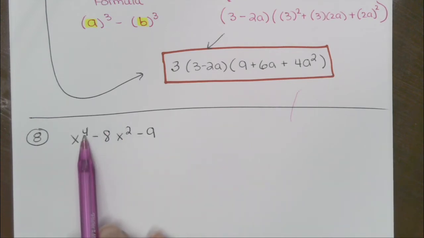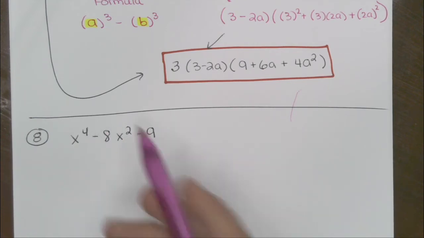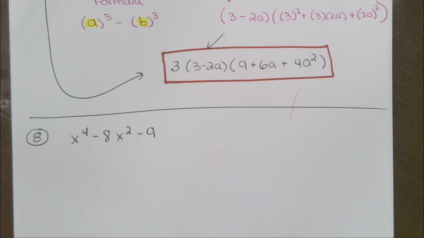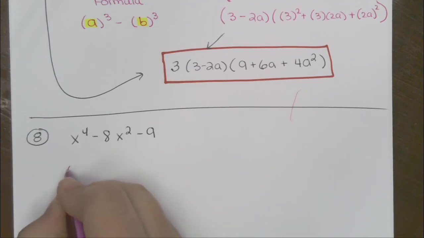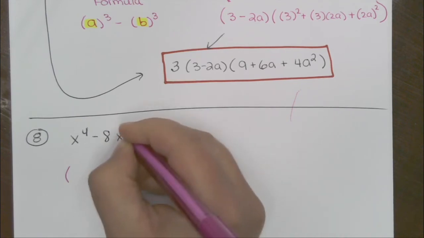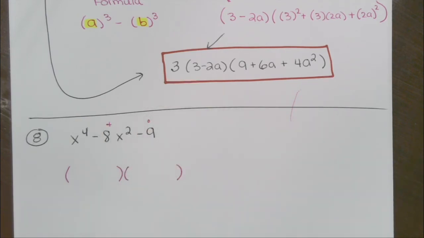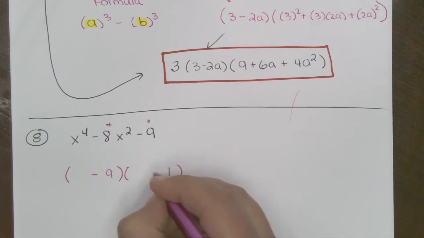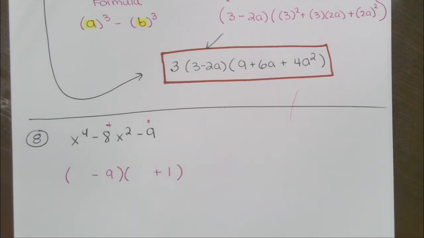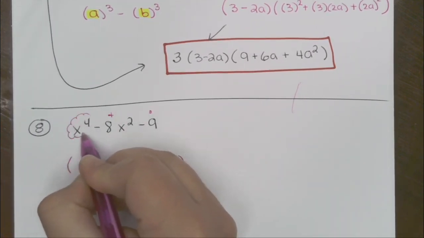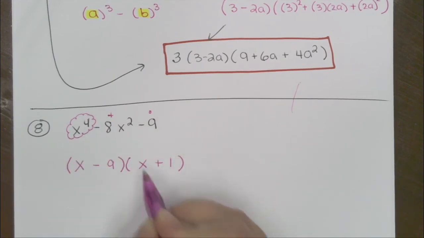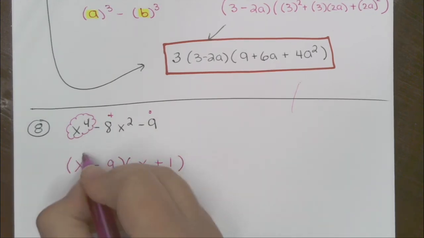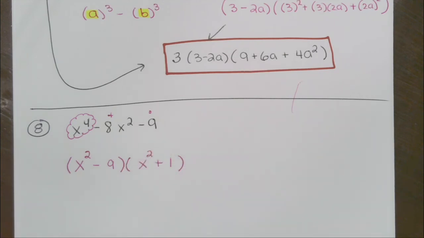I noticed that this is a quadratic, 4 and 2. So I'm going to ignore the 4 and the 2, and I'm going to treat it as if it were a quadratic. It has a leading coefficient of 1. What two numbers add up to a negative 8 but multiply to a negative 9? Negative 9 and positive or negative? Positive. Okay. Then we go back and we notice, hey, we had an x to the 4th power. So I cannot just leave it as x. I have to leave it as what? X squared. Okay.